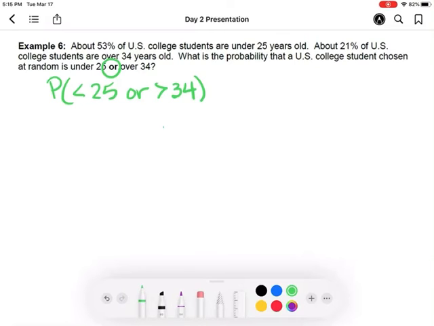I hope you would say yes. And why is that? Because you will not have a person who is less than 25 and also greater than 34. It's not possible to be both at the same time. So these are mutually exclusive events.